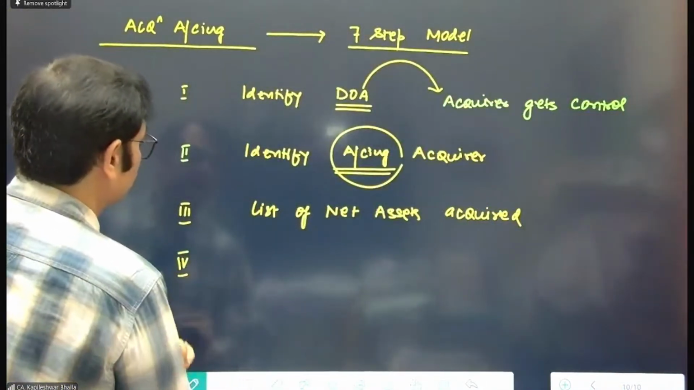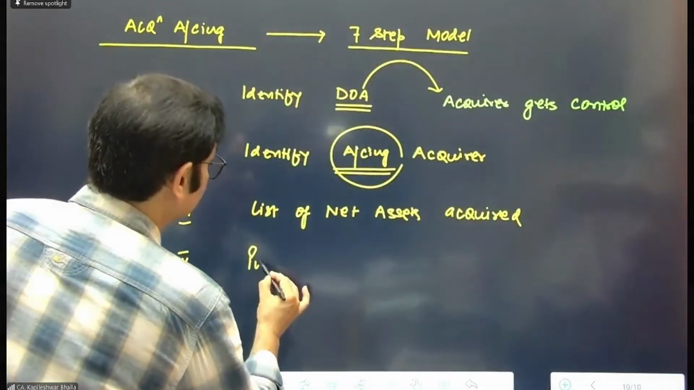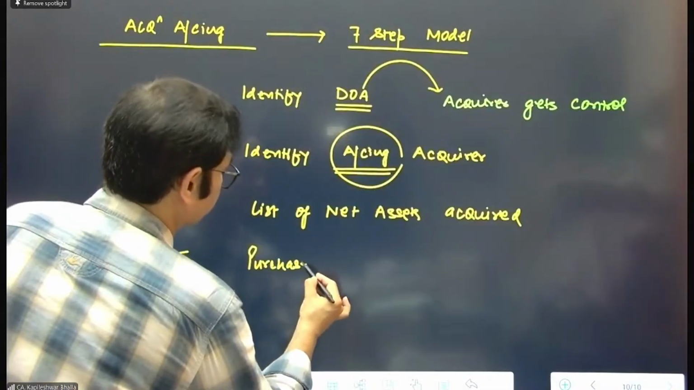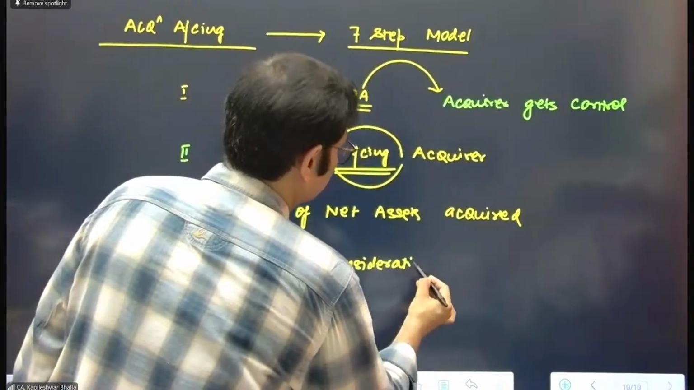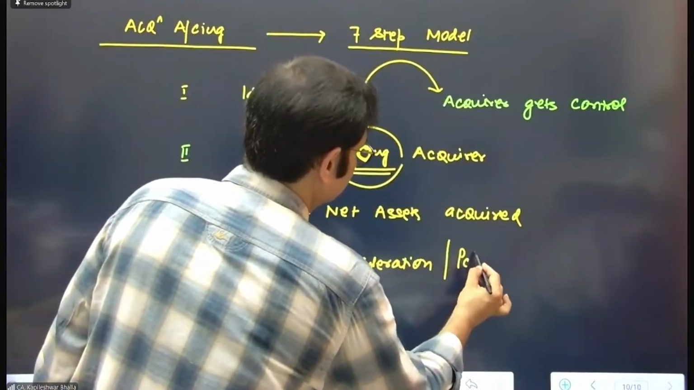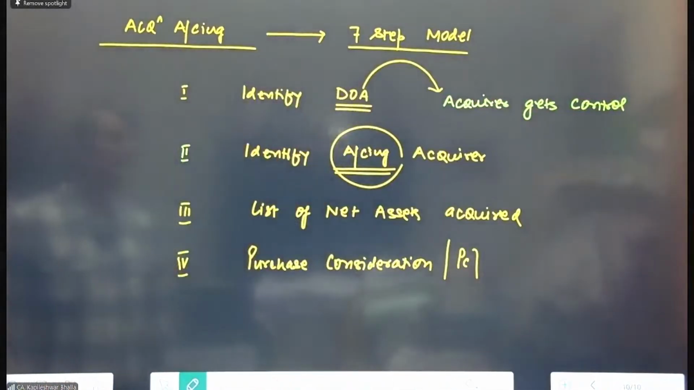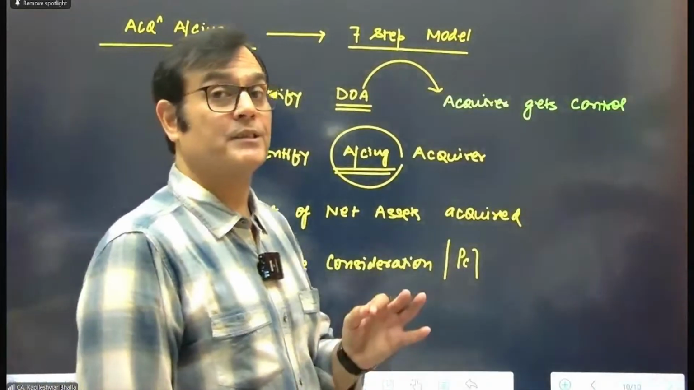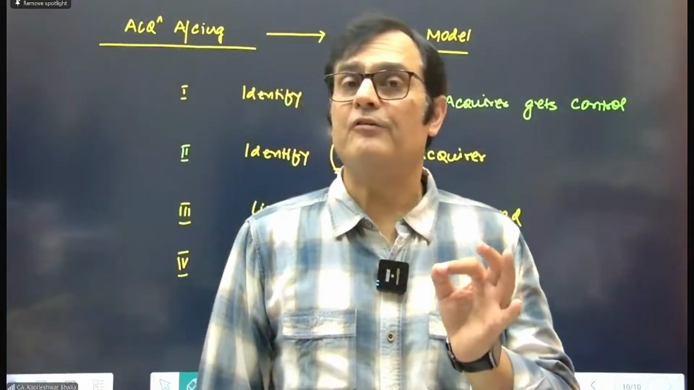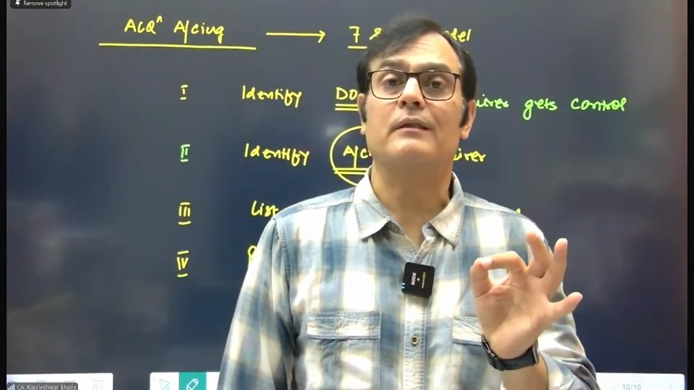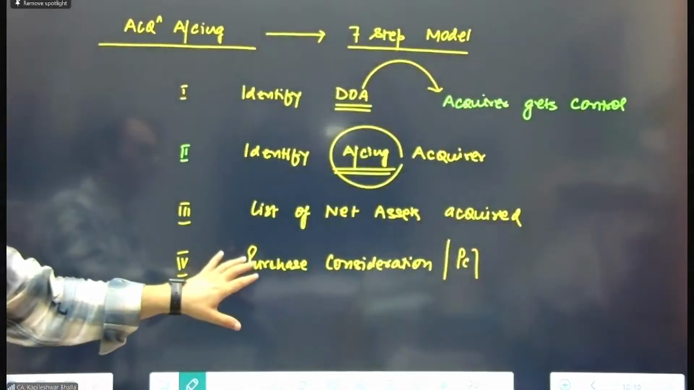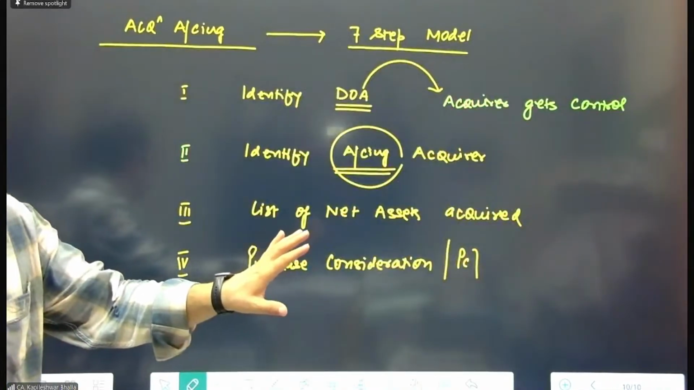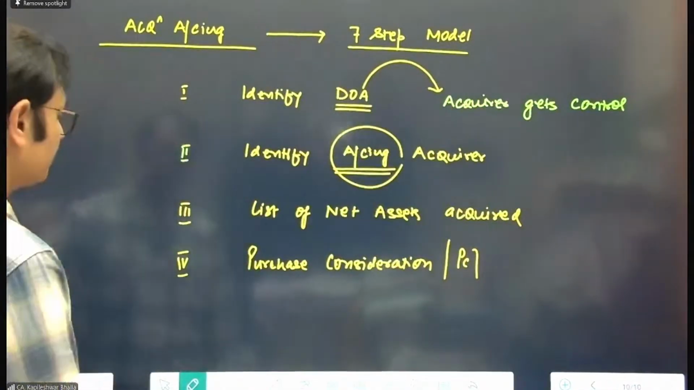Then in step number 4, we will organize the calculation of purchase consideration, that is PC. What is the consideration which the acquirer paid to the shareholders of the acquiree company? That is the purchase consideration. You can definitely get independent questions on step number 4. There have been questions in the past in the exams just on the concept of calculating a purchase consideration.